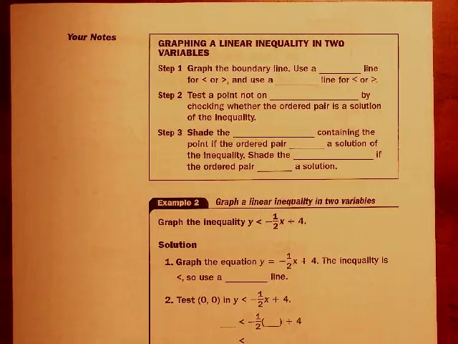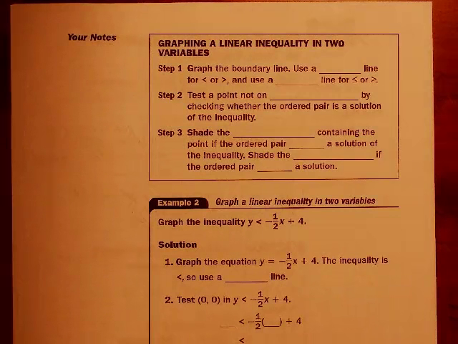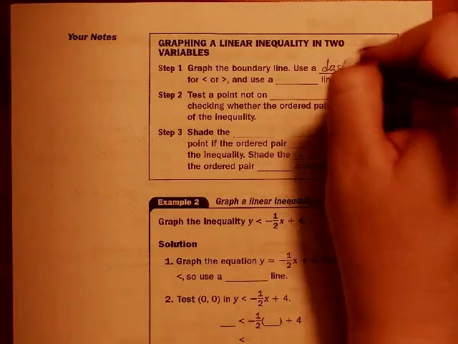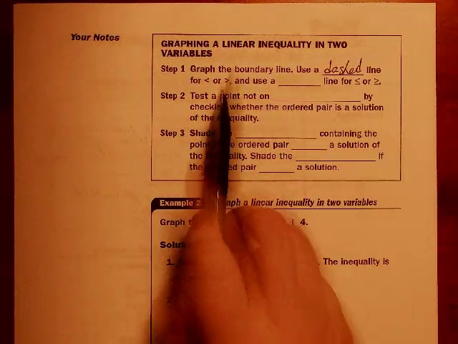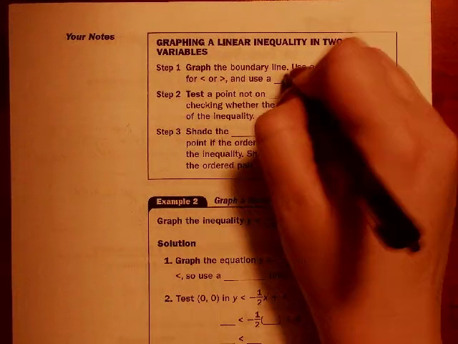So now, graphing a linear inequality in two variables. Step 1. Graph the boundary line. Use a dashed line for less than or greater than, and use a solid line for less than or equal to or greater than or equal to.